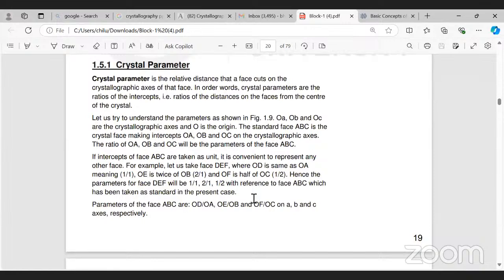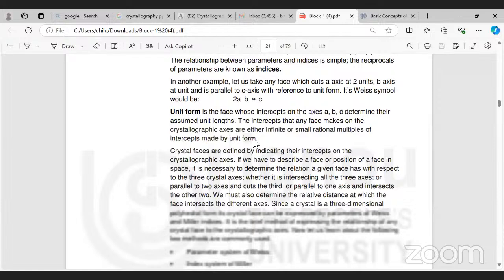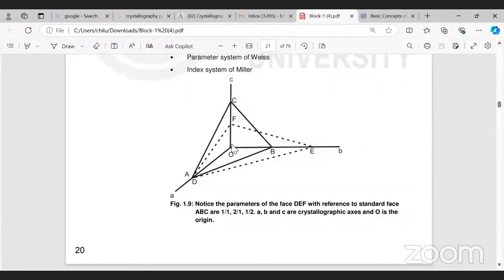Now the intercepts on the crystallographic axes OA, OB, OC, the ratios, are known as a, b, c. This is one face. OCA is one face, OAB is one face, and OBC is one face.